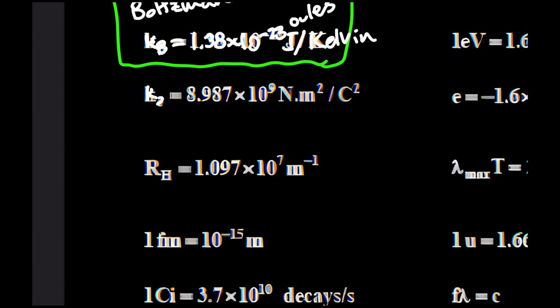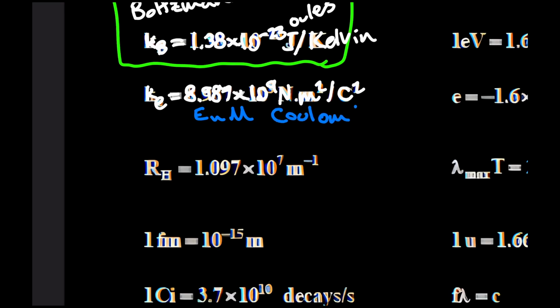Now we have this here. This looks like k_e. I think this is Coulomb's constant. 8.987 times 10 to the 9 newton meters squared per coulombs squared. I'm not sure why this is here. This is actually e_nm. I'm going to just keep it as that, and maybe I'll do Coulomb over here.